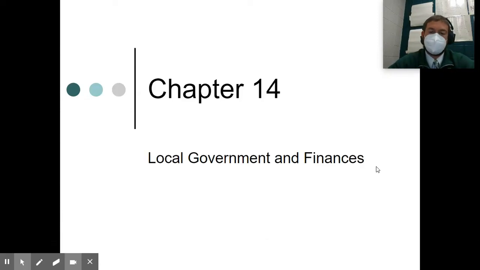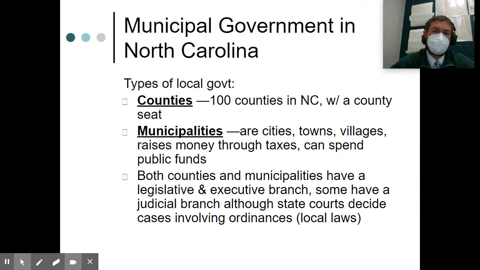So Chapter 14, Local Government and Finances. The municipal government in North Carolina. There are different types of local government. We have 100 counties. Every county has a county seat. These county seats are usually known as municipalities. These are cities, towns, villages that raise money through taxes and spend public funds.